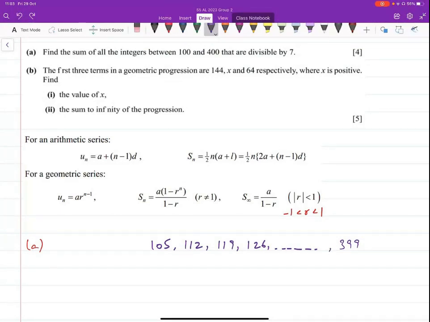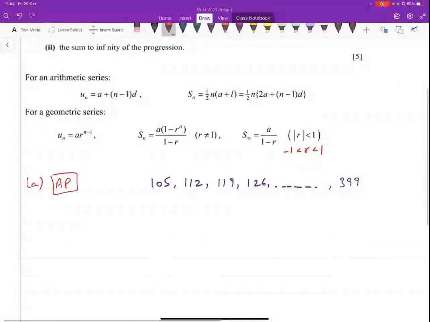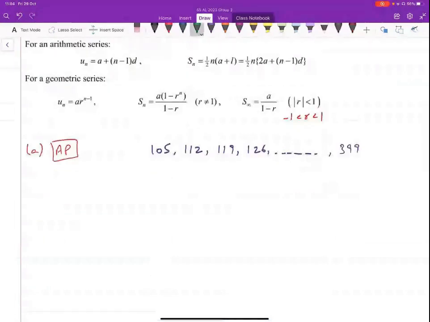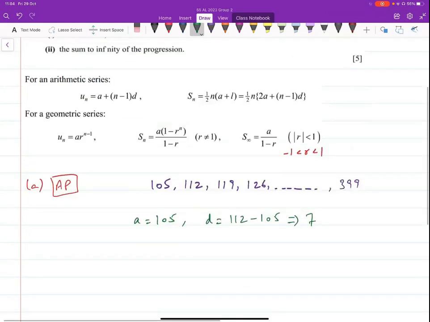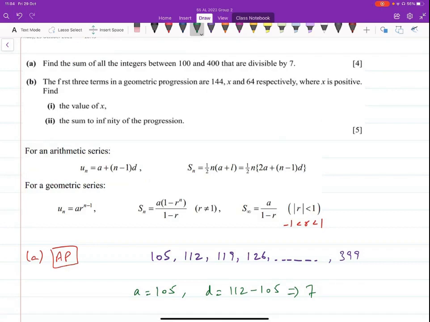What type of sequence is this then? The difference is constant. So this is an arithmetic progression. It's an AP. What do we need to know about an AP? We need to know about the first term of the AP. First term here is 105, and the difference is 112 minus 105, which is 7. First term पता चल गया, difference पता चल गया. What do we need here? We need the sum of all these integers. Sum चाहिए इस पूरे sequence का.